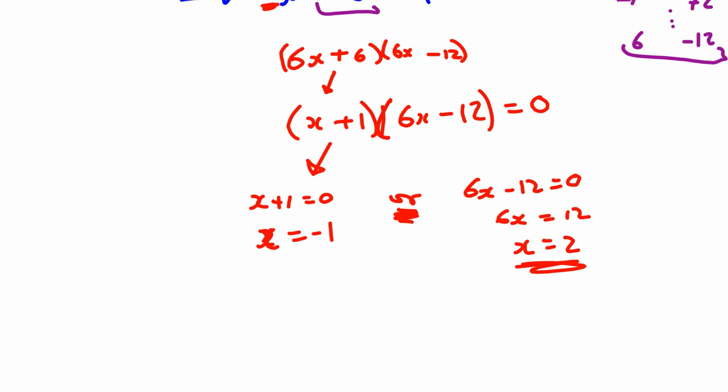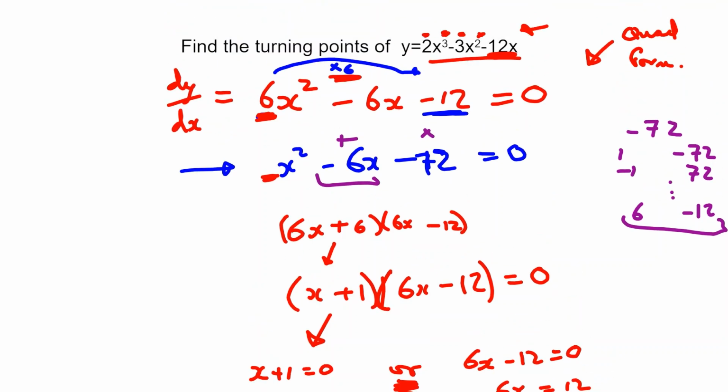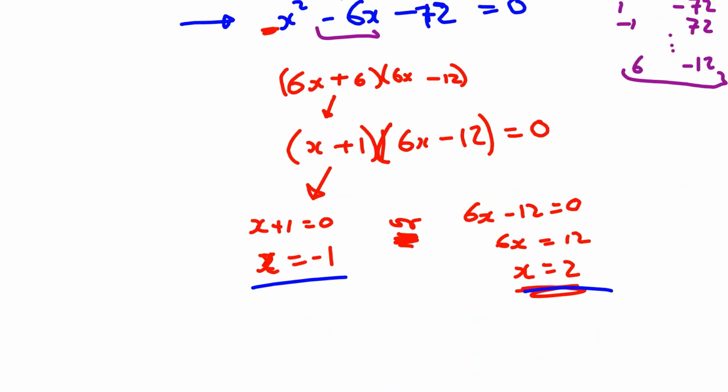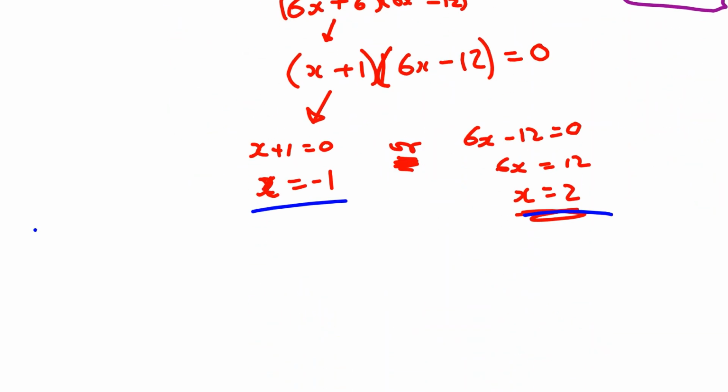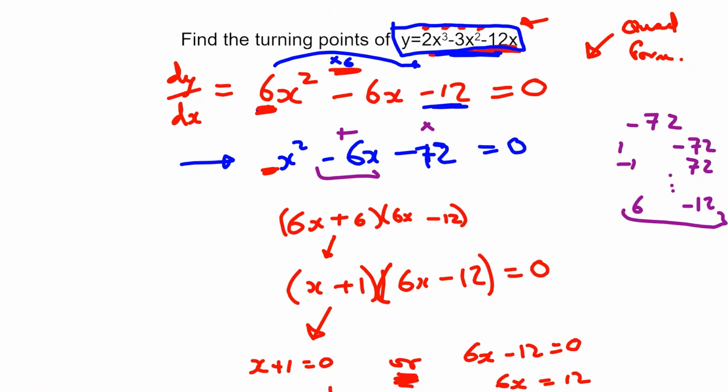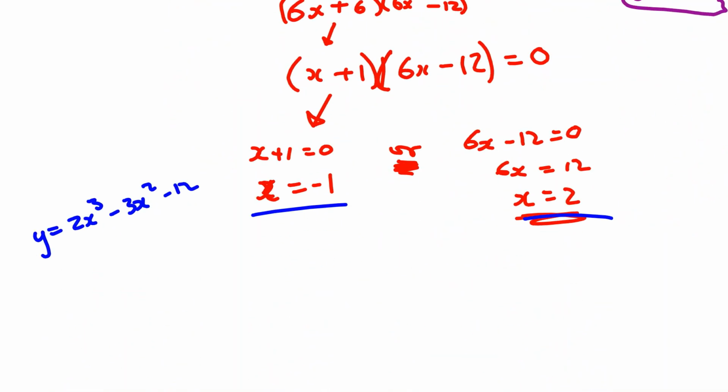But these are just the x values. We want the whole coordinate. So we're going to substitute each one of those into our original equation to find our full coordinate. So I had y equals 2x to the 3, take away 3x squared, take away 12x.